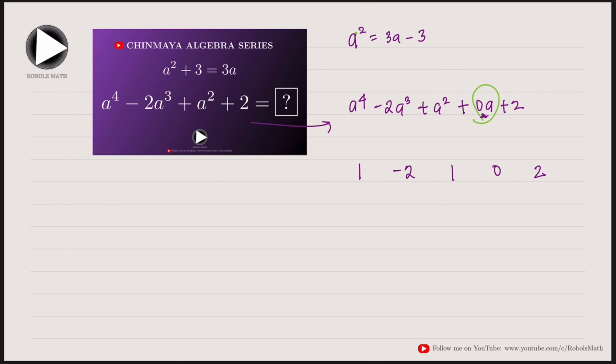So for this one, since we have a quadratic divisor, we will write this with the coefficients 3 and negative 3. So we'll write it here, negative 3 and 3.